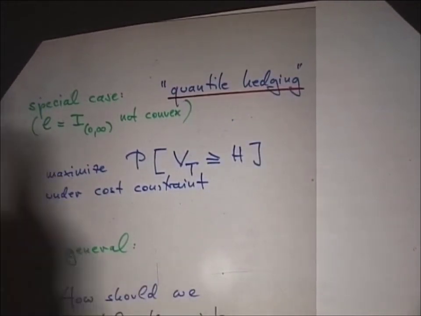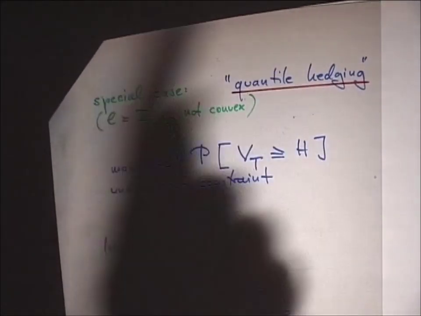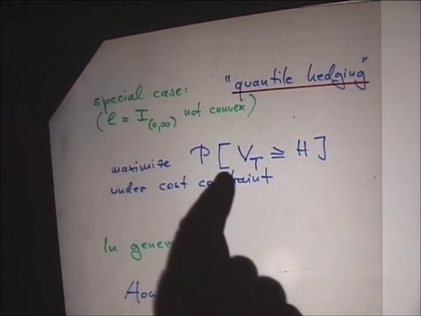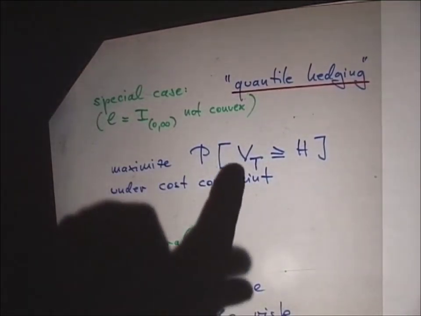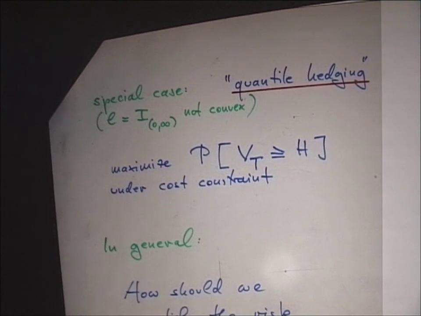Now, a special case of this approach would be quantile hedging, where you simply say, okay, let's maximize the probability of coming out all right with our hedging procedure under some cost constraints. That would be a special case. And in general, these were ad hoc ways of talking about the risk which you want to minimize. And this raises a general question: how should we quantify the risk of a financial position?